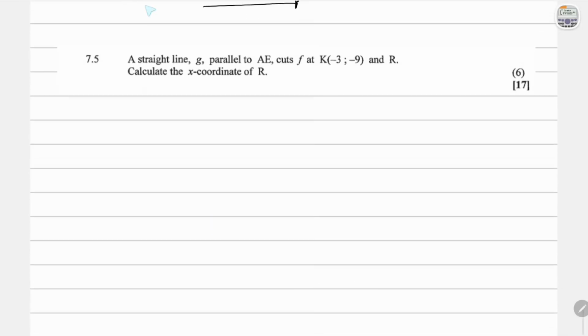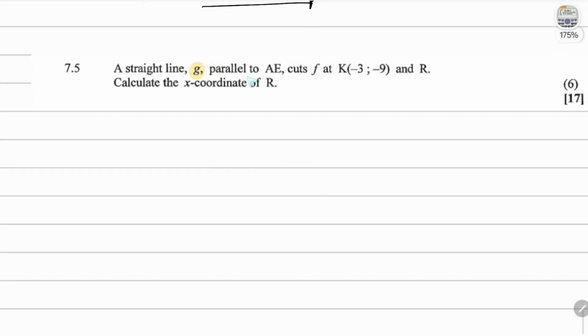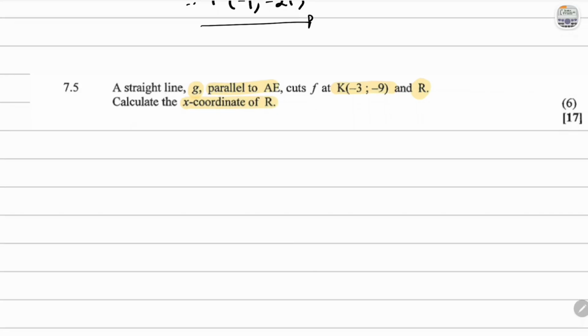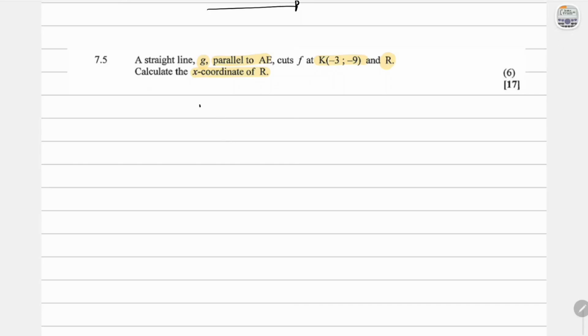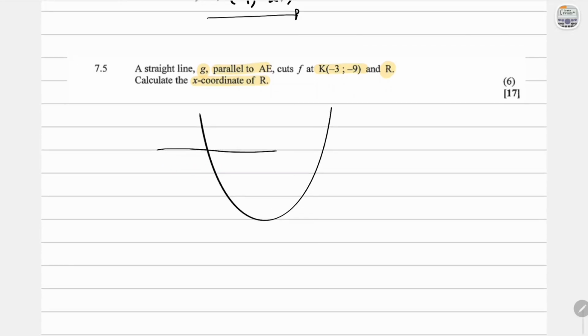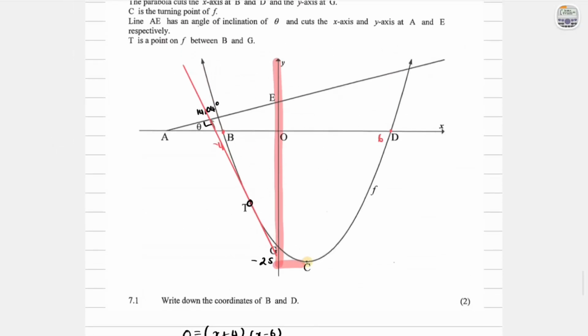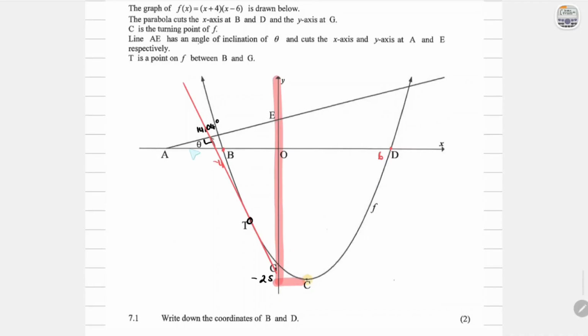Question 7.5 says a straight line G, which is parallel to AE, cuts f at K being (-3, -9) and R. And we need to calculate the x coordinate of R. Okay, so remember how we had a parabola, and on this parabola, we had that point AE. It's not necessary to take this whole thing really. AE is over here, right? This line is parallel to AE. So A to E like that.